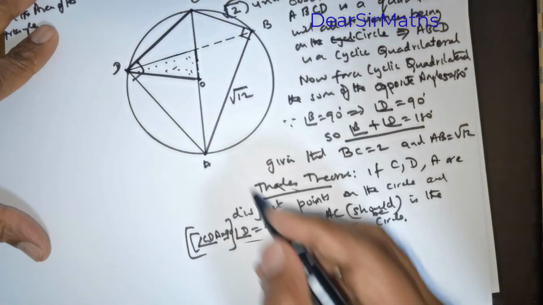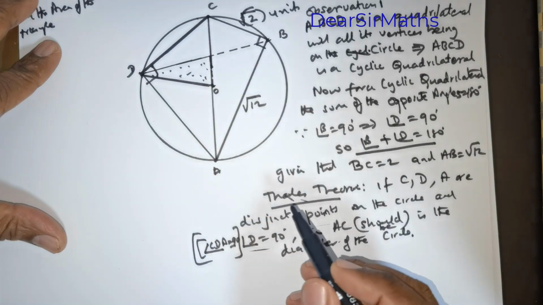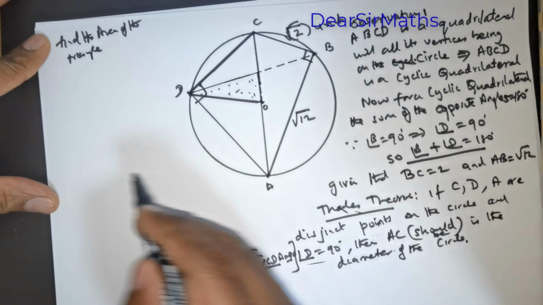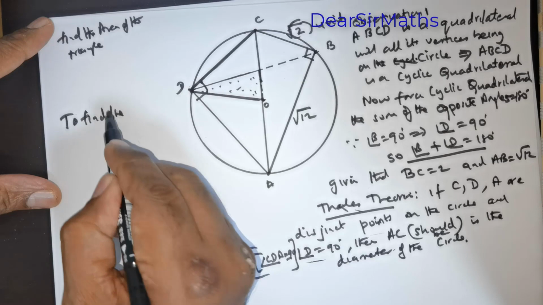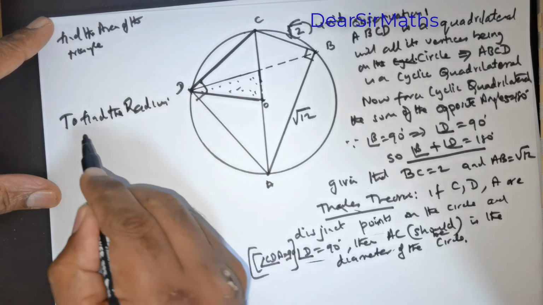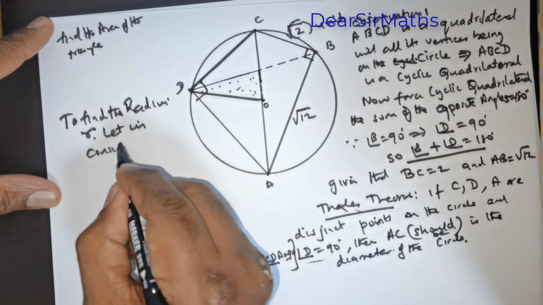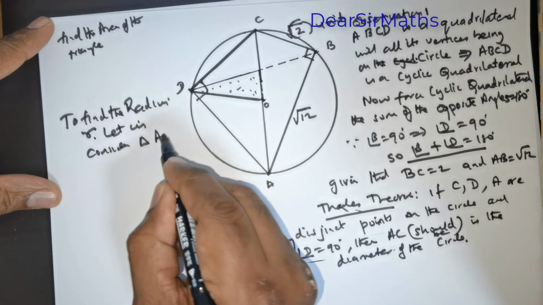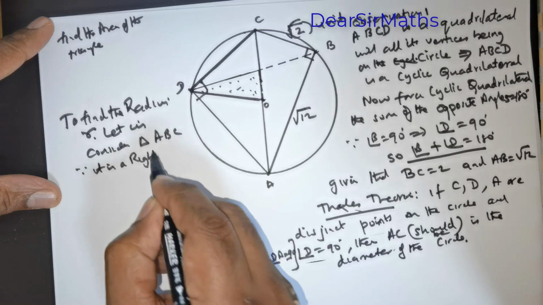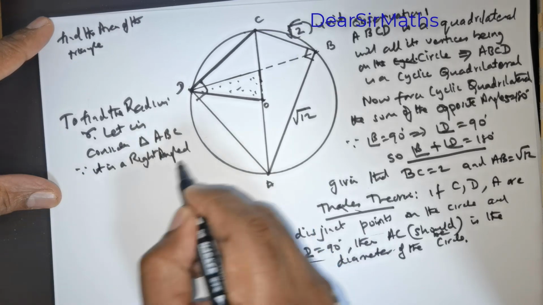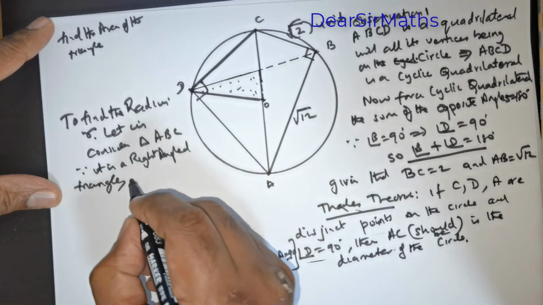Now before we could go to this part, what I wish to do is I would like to consider the triangle ABC. Now why am I considering? I want to find out the radius. Okay, let us find out the radius. To find the radius, R, let us consider triangle ABC. Since it is a right angled triangle, what can we do? We can use Pythagoras.